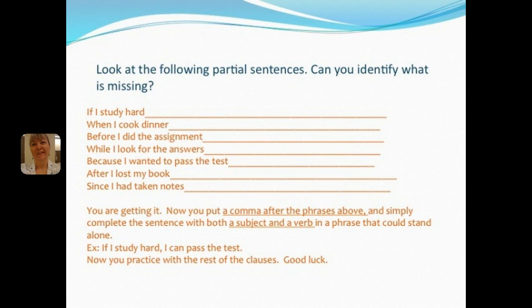I would like to see if you can put some in the comments, and you can also write them on a piece of paper. I look forward to reading your work in class. Good luck, and I hope this has helped you with dependent clauses.